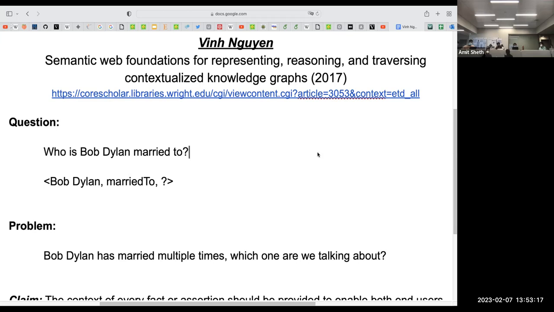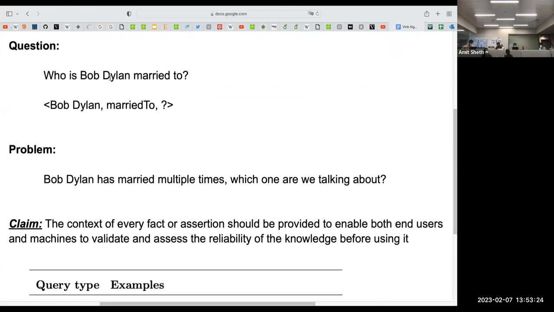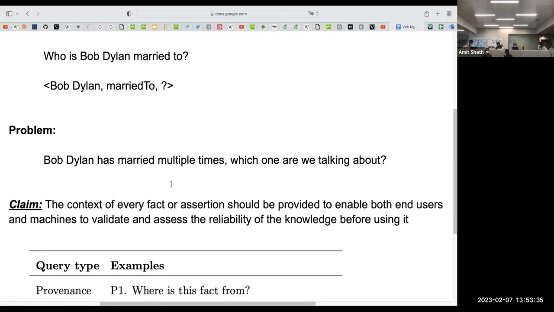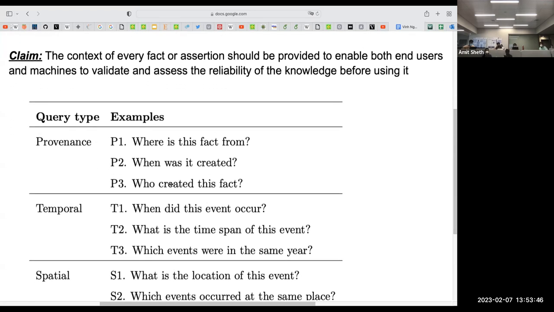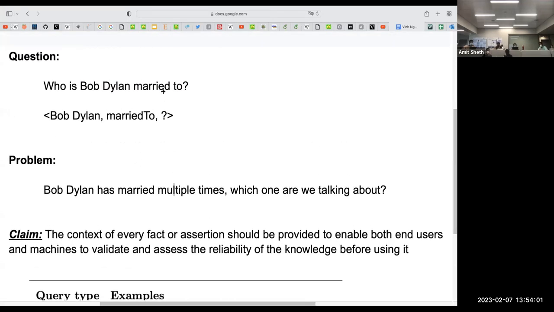I'm only going to introduce our core idea, correct me if I'm wrong. The problem we're facing is, suppose we have a query, like who is all the... and then we can represent the query in this form. But then the problem is that this person has been married multiple times. Which one is he married about? Then the claim is that the context of every fact or assertion should be provided to enable both individuals and machines to validate and assess the reliability of the knowledge before using it. That is, when we're talking about an entity, we need to know what context this person should be involved with.